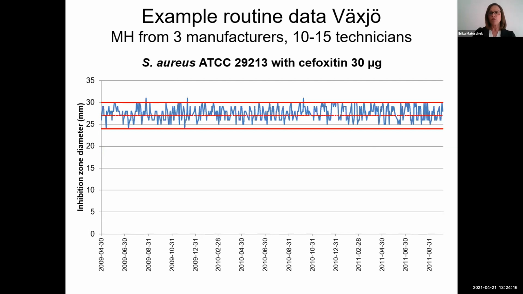Is it then possible to have results like this? Yes, it is, I would say. This is again an example from our routine lab. 2.5 years of QC testing for Staph aureus ATCC 29213 with cefoxitin 30 microgram disc. And you can see that we have a few readings out of range, but most of them are within the range. They are sometimes closer to the upper, sometimes closer to the lower limit. But if we look at the mean value here, it's close to the target value.